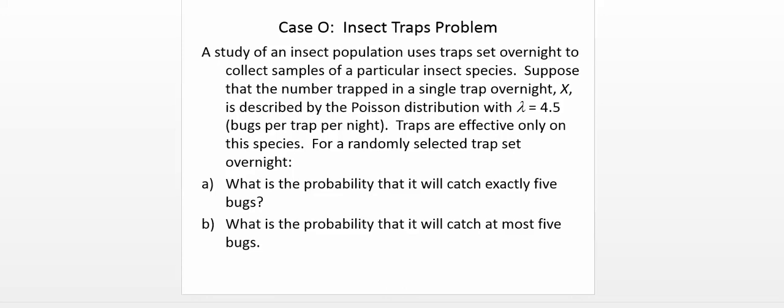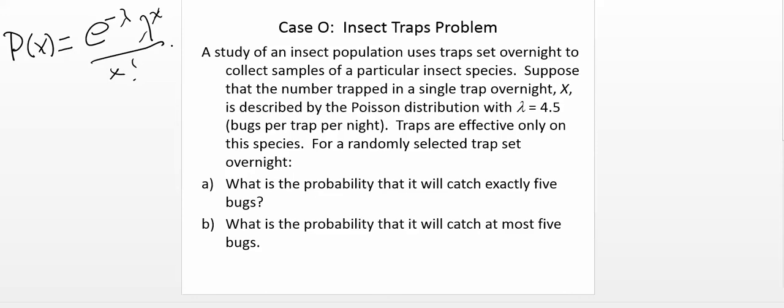Here we're looking at case O, which involves the application of the Poisson distribution. It is very useful if we begin with the Poisson distribution equation here. So there we have the probability that x takes on any particular value can be given by e raised to the minus lambda multiplied by lambda to the x, all divided by x factorial.